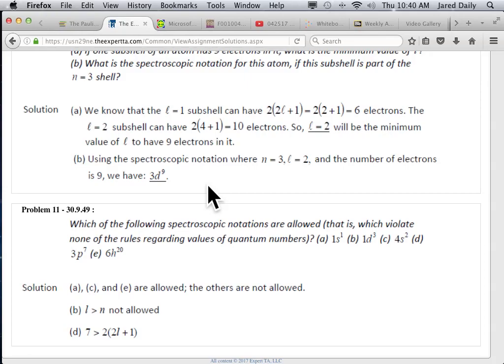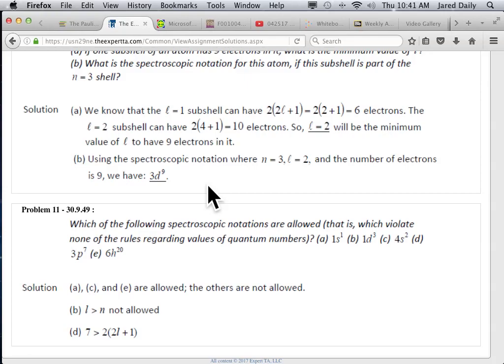So C is allowed. And then D, 3p7 is n equals 3. What's P? P is 1, 2, 3, you have 3, oh yeah, P is allowed. But what's not allowed? How many electrons can you have in the P state here? 6. How many do we have? 7. 7, not allowed, right?